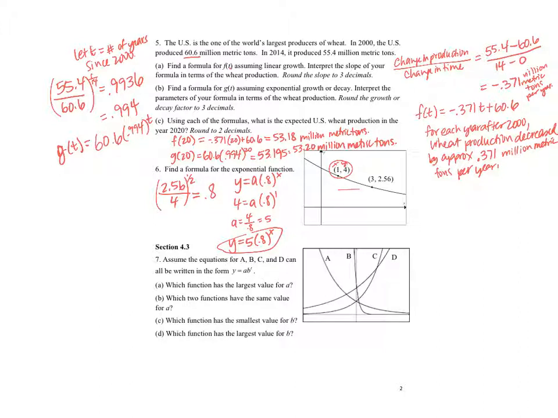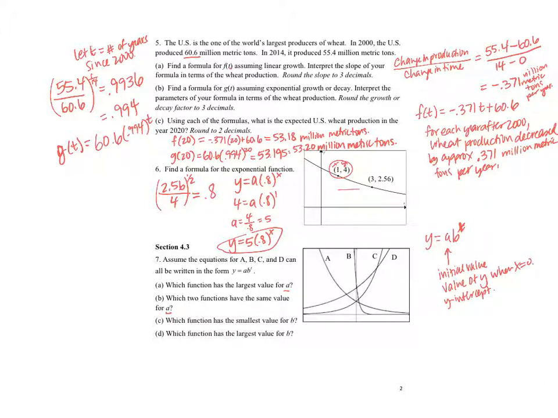For the next one, I have 4 functions that are all exponential. The first one says which one has the largest value for a, and then the next one, which ones have the same value for a. So I think what we need to do is think about what role a plays in the graph of this function. So if we have y equals ab to the x, this a is my initial value. In other words, that's the value of y when x is 0. In other words, that's the y-intercept.